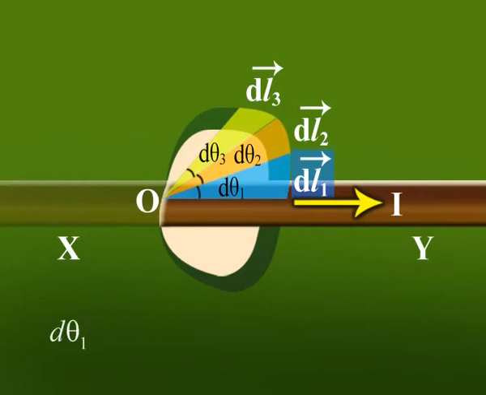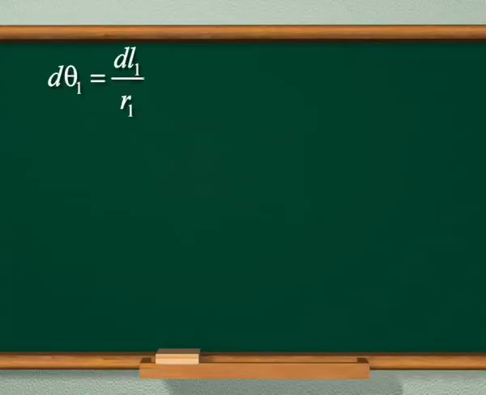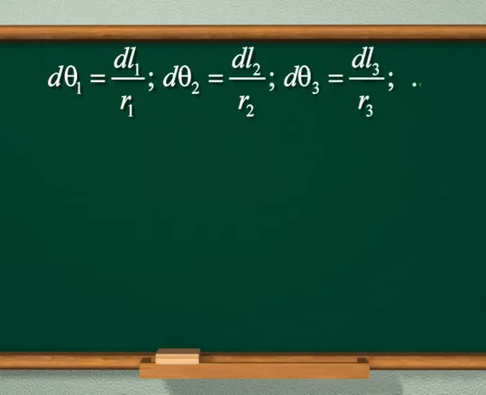The sum of all such angles should be 360 degrees or 2 pi. If these small elements are small circular arcs of radii r1, r2, r3 and so on respectively, then d theta 1 is equal to dl1 upon r1, d theta 2 equal to dl2 upon r2, d theta 3 equal to dl3 upon r3 and so on.